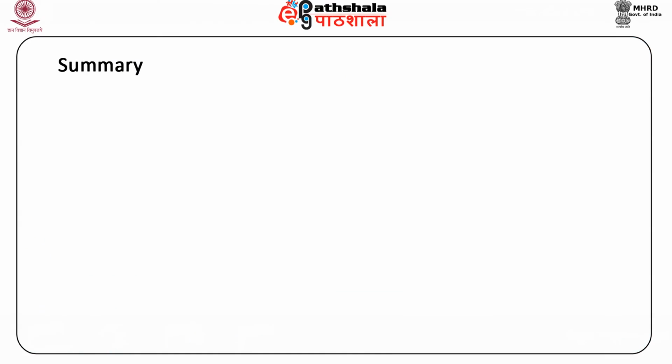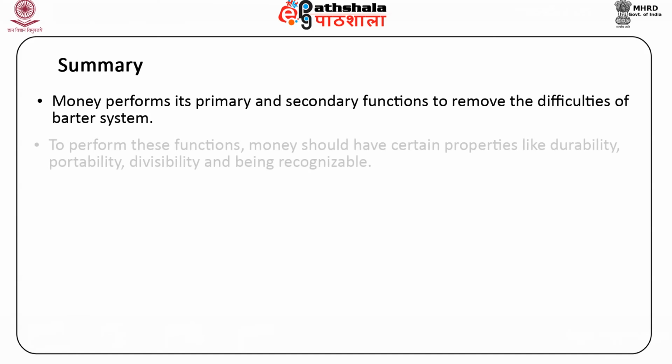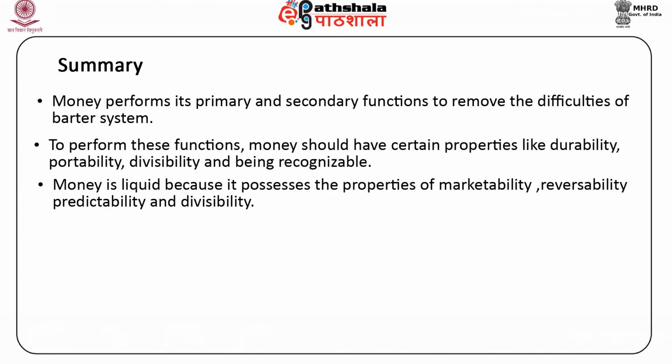Let us now summarize what we have learnt in this module. The disadvantages of the barter system and the corresponding functions of money which remove these inconveniences. The functions of money as a medium of exchange, unit of account, and as a store of value were analyzed. To perform these functions, money needed to have the properties of durability, divisibility, portability, and recognizability. Money is perfectly liquid as it possesses the qualities of marketability, reversibility, predictability, and divisibility.